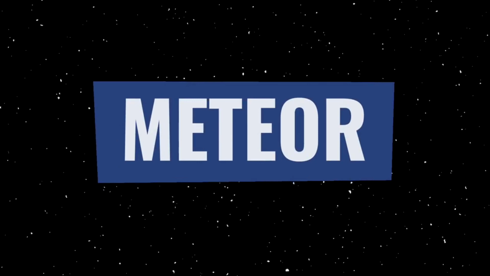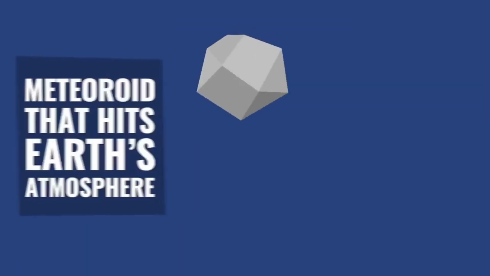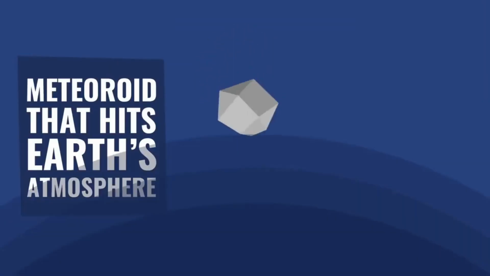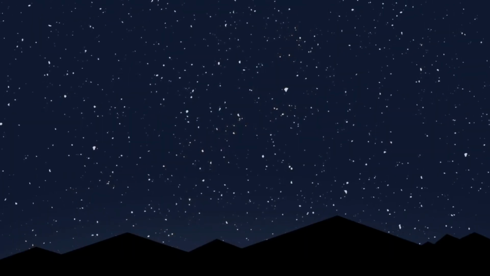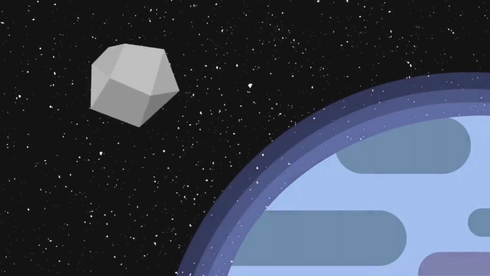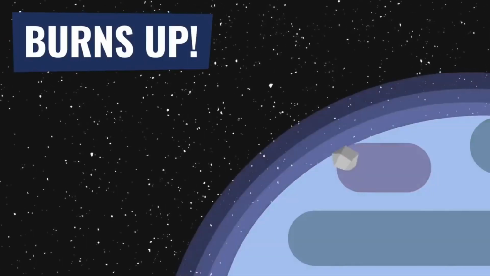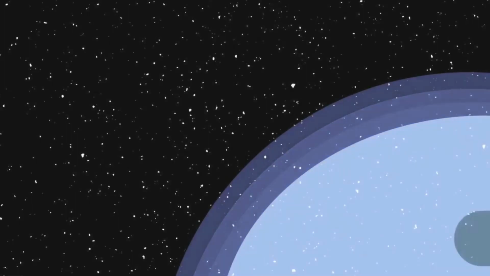Next are meteors. Simply put, meteors are just meteoroids that actually hit Earth's atmosphere. We know these better as shooting stars. As a meteor hits our atmosphere, it burns up, causing a big flash of light in the sky.